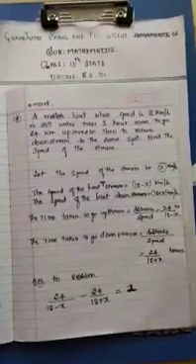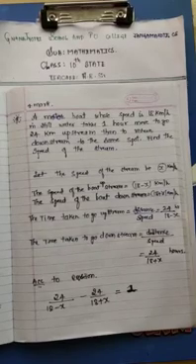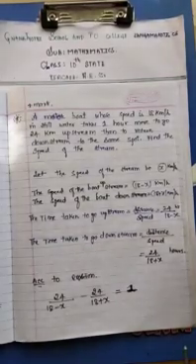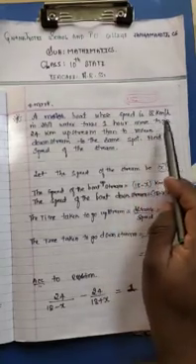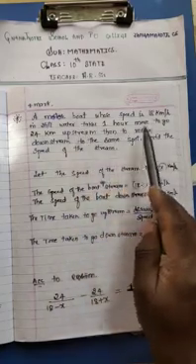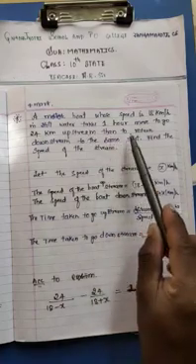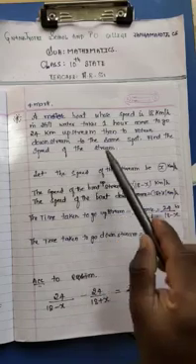Next, come to the next sum. So it is a verbal problem. It carries 4 marks for your annual examination, right? A motorboat whose speed is 18 kilometer per hour in still water takes 1 hour more to go 24 kilometer upstream than to return downstream to the same spot. Find the speed of the stream.